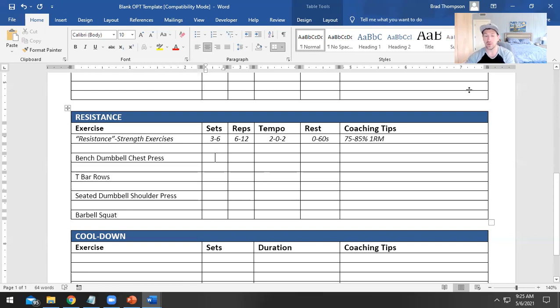So maybe we go with 4 sets of everything, and 8 reps of everything. Our tempo 2-0-2.